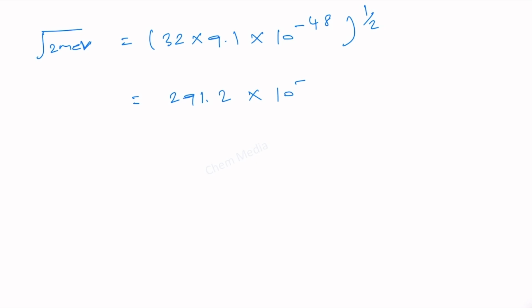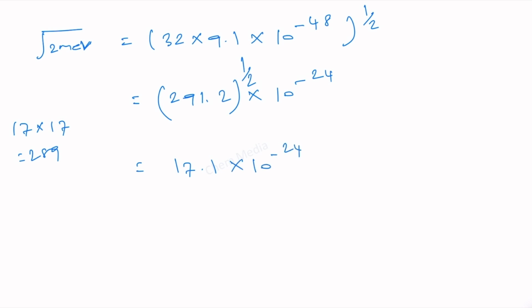So that will become 10 to the power minus 24. We have 1 by 2 here. 17 times 17 is 289, and therefore this will be approximately, we can write it as 17.1 times 10 to the power minus 24. So that's the value we have for square root of 2 MeV.